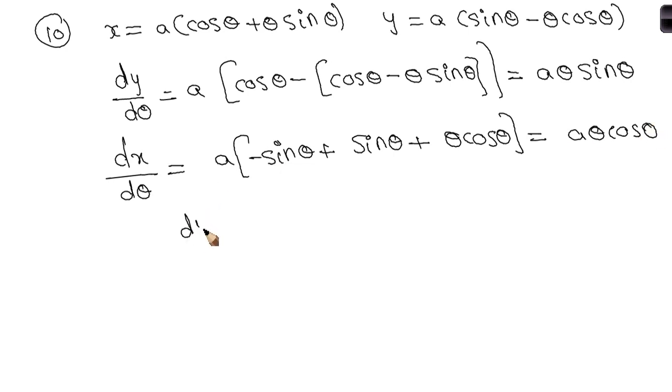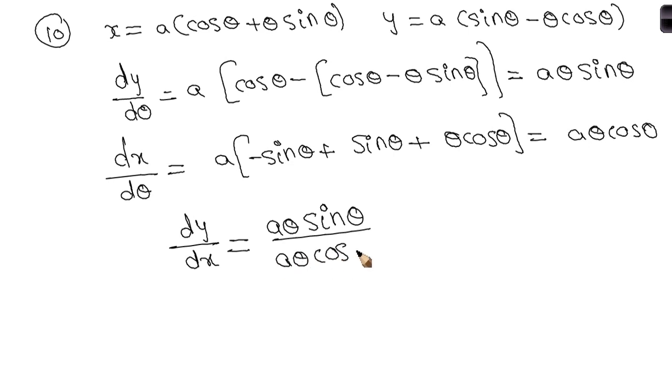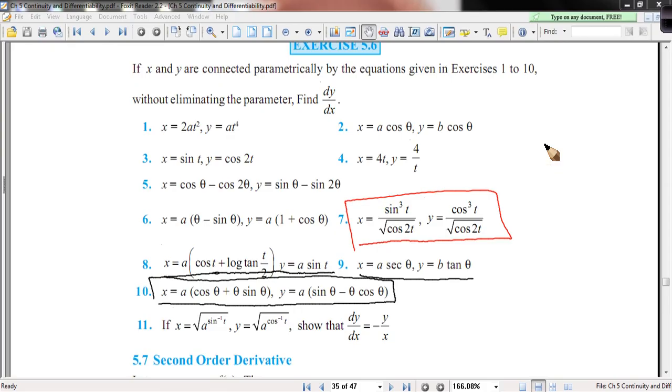So dy by dx would give me dy by d theta upon dx by d theta, which is a theta sin theta upon a theta cos theta. So if we simplify further, I get it as tan theta. The question looks so big, but the answer is so simple, which is tan theta. I hope you got this.